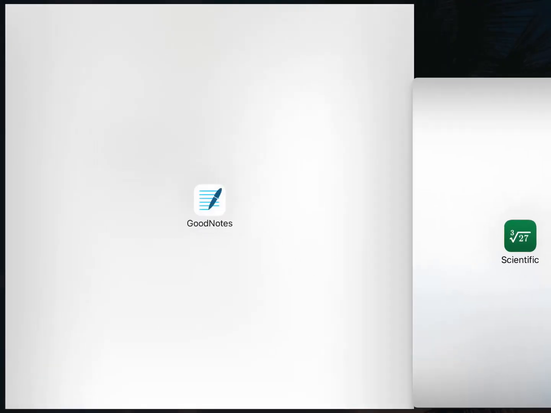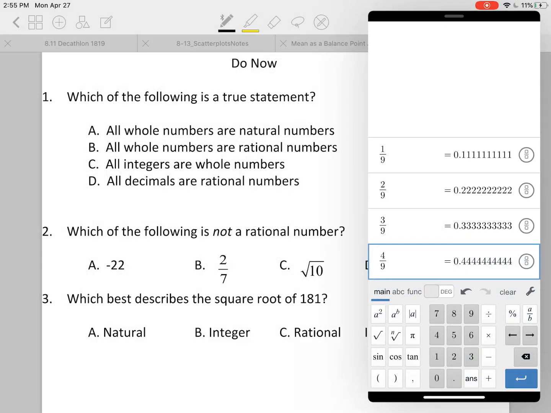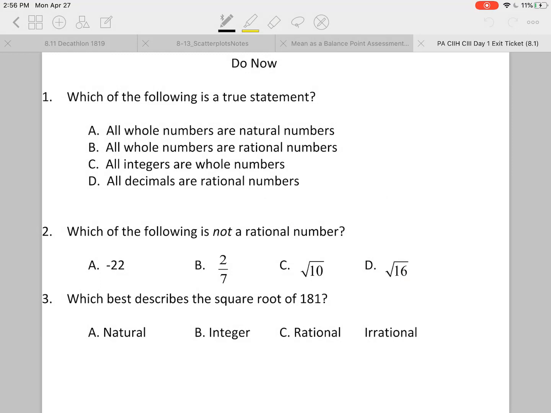SOL 8.2 has to do with the real number system. Let's start by drawing a quick diagram of the real number system. So all numbers are real, and it's divided into 2 categories. We have rational, and we have irrational.